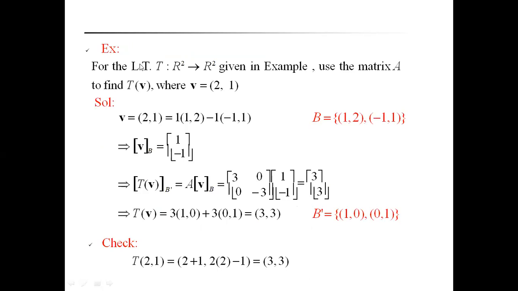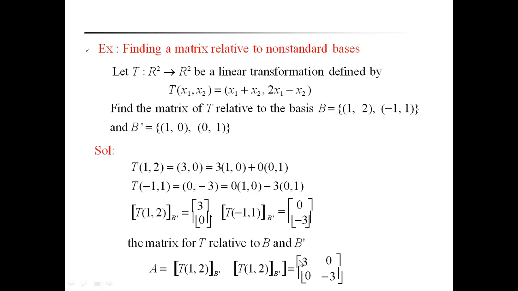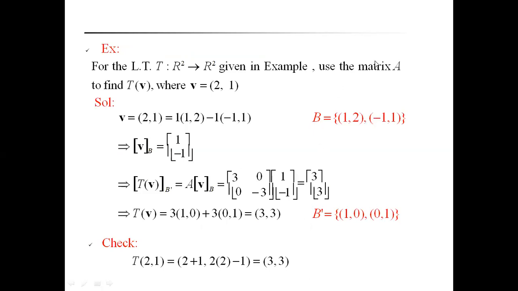One more example we will discuss now. For the linear transformation T from R square to R square in the given example, use the matrix A to find T of V where V is equal to (2, 1). In the above example we already found the matrix A. What is the matrix A? 3 0 0 -3. Using this matrix A, find T of V where V is equal to (2, 1).